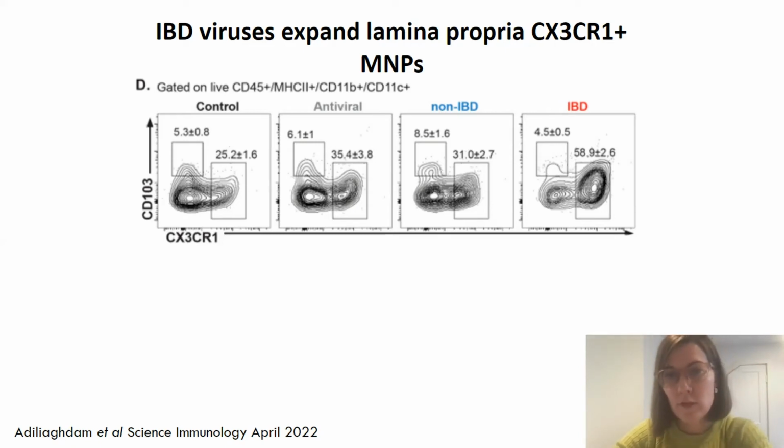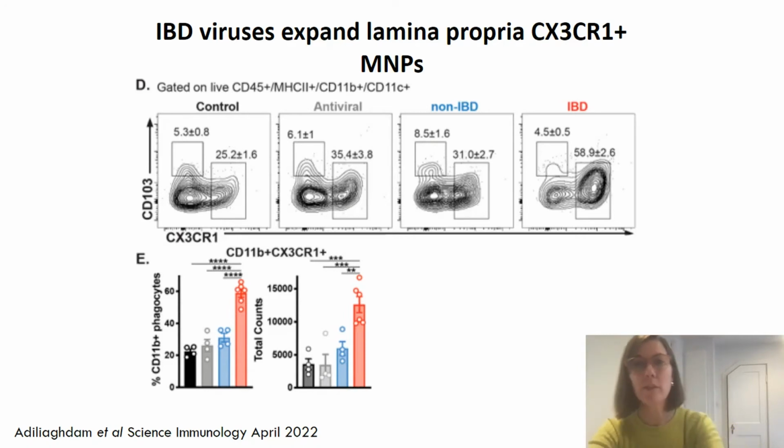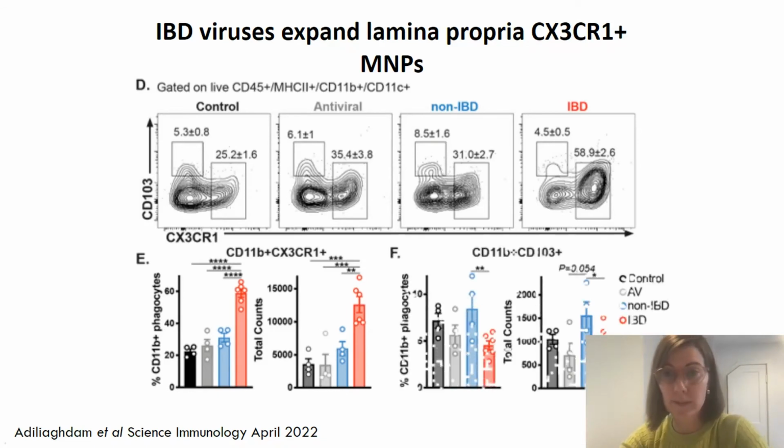And so if we looked at CX3CR1 positive mononuclear phagocytes in the gut, which are a known pro-inflammatory phagocyte in the gut, we very much saw that the IBD virome expanded this population spontaneously when we delivered these either ulcerative colitis or Crohn's disease viromes to these mice. And we could quantitate that both by percentage as well as total counts. We saw this significant expansion of CX3CR1 positive mononuclear phagocytes by delivering IBD virome to these normally healthy mice.